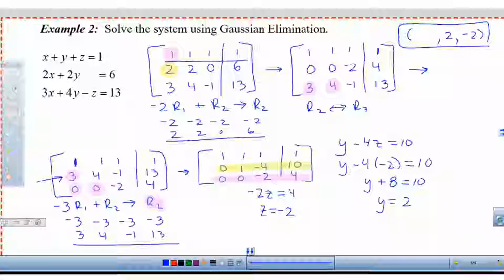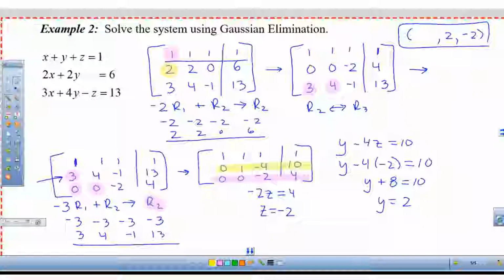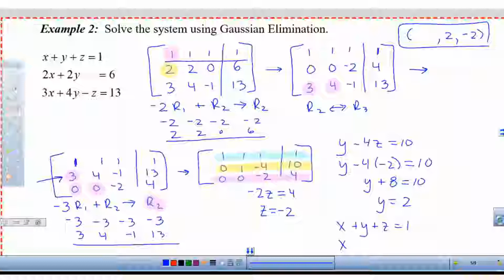Now you go up to the line above that. So you just work your way up. Now I go to that blue row right there. That means x plus y plus z equals 1. I don't know what x is. I know y is a positive 2. I know z is a negative 2. 2 minus 2 is a 0, so that gives me x equals 1, and I've got my answer: 1, 2, negative 2.